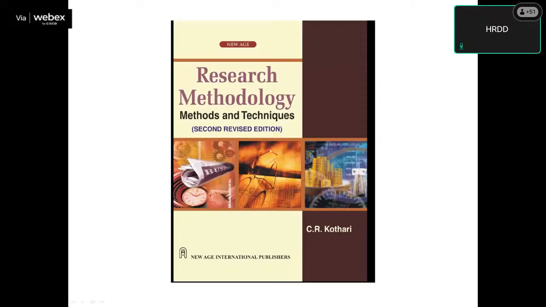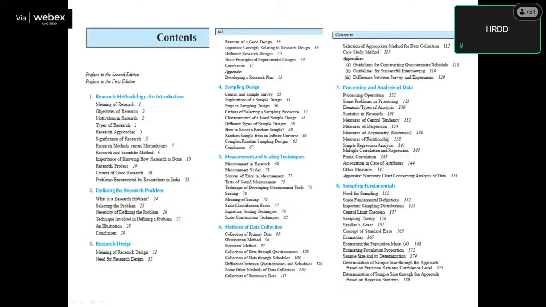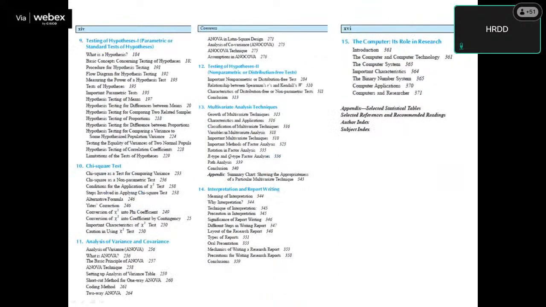This book by Professor Kothari is on research methods and technique. So these are the contents. I've just given the contents part so that it's easier for you to just go through.